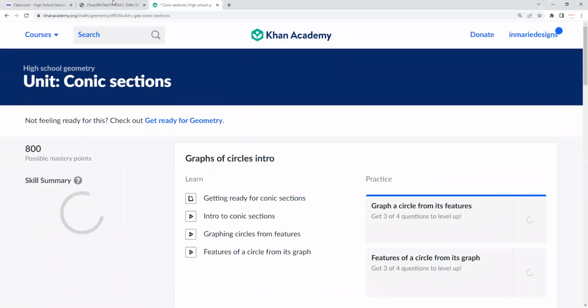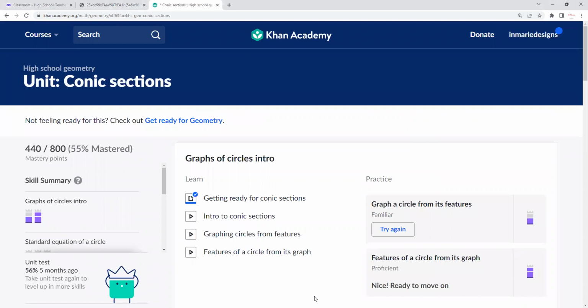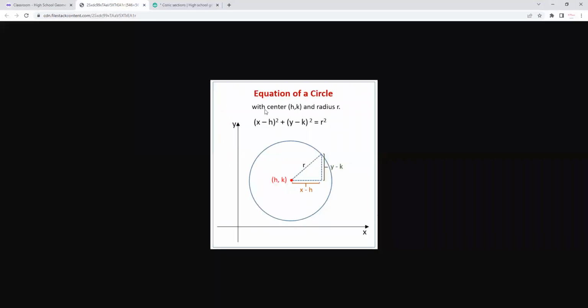Okay, so now we're on the conic sections unit, and this is involving circles and equations of circles. So this is the equation of the circle. And really you're just plugging in the radius, which is r, and you're plugging in h and k, which is the center of the circle. h is the x coordinate, k is the y coordinate, and like I said, r is the radius. So the beginning of the unit is pretty easy.